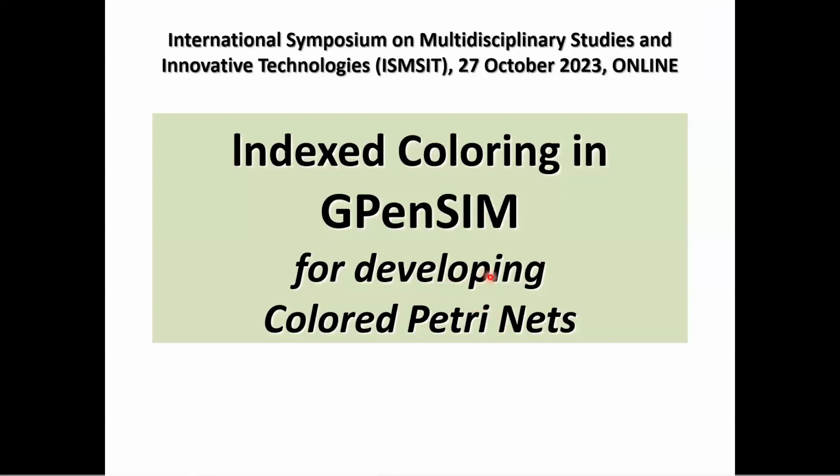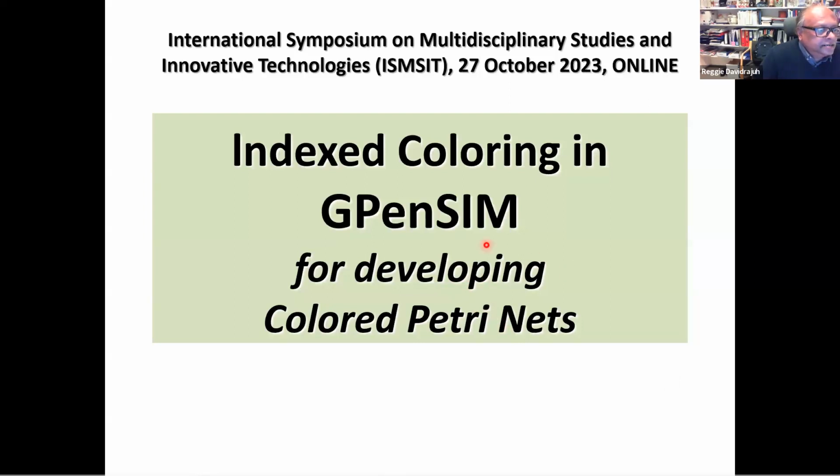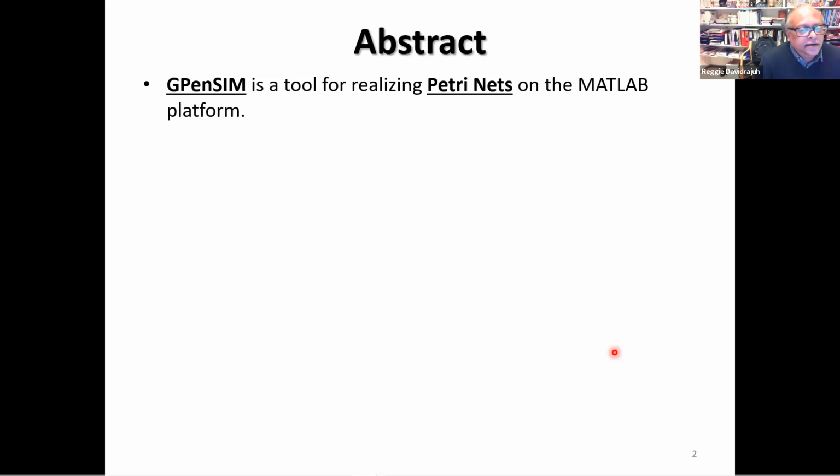Thank you. So this paper is titled Index Coloring in GPenSim for Developing Colored Petri Nets. This is basically a discrete mathematical paper for modeling discrete event systems. I'm Reggie, and I'm a professor at the University of Stavanger in Norway. GPenSim is a tool I developed for modeling discrete systems. With the mathematics, we call it Petri nets.